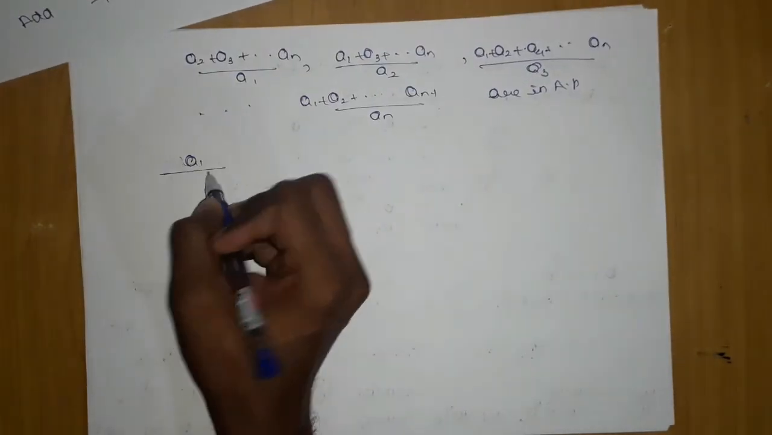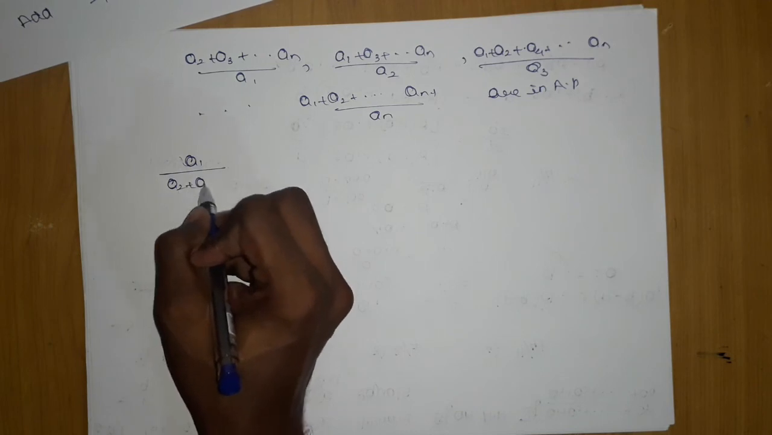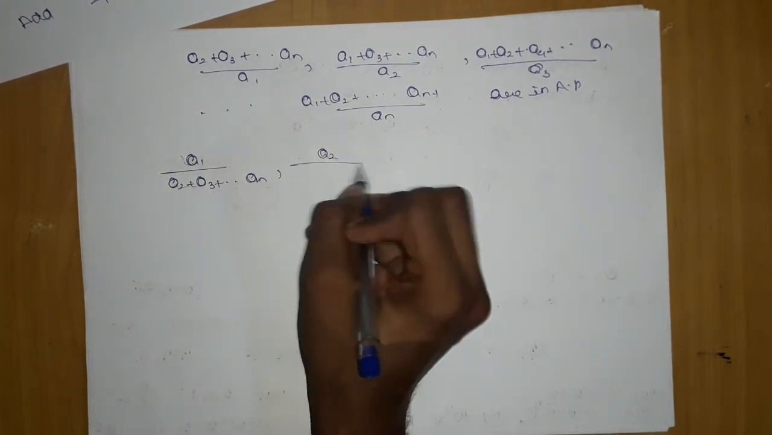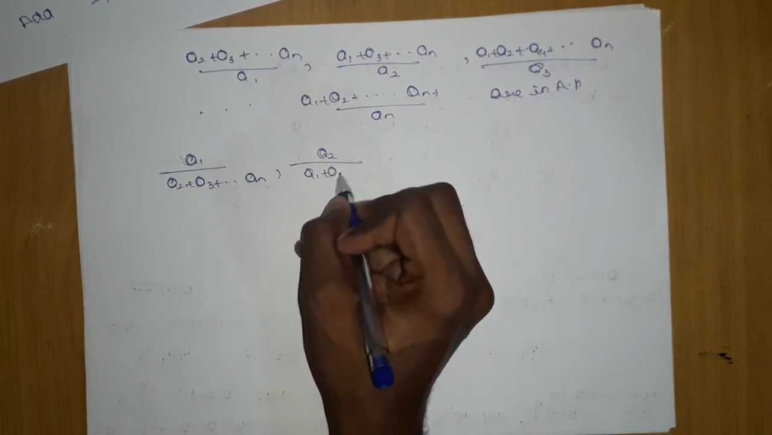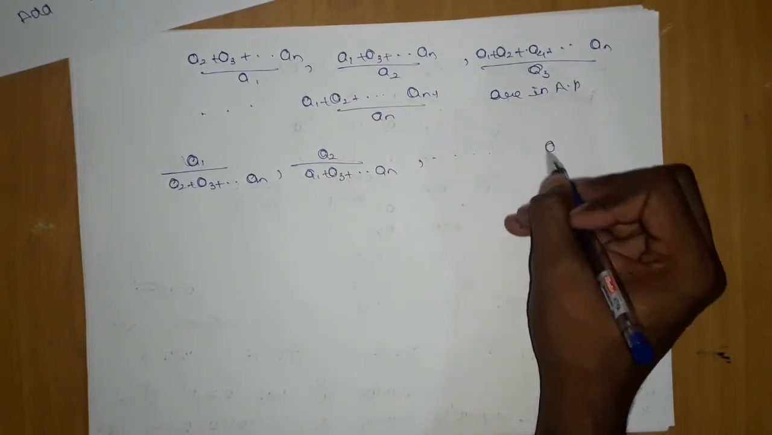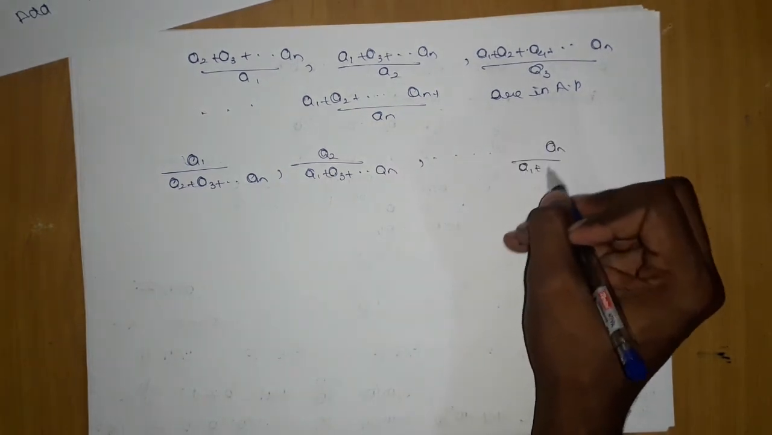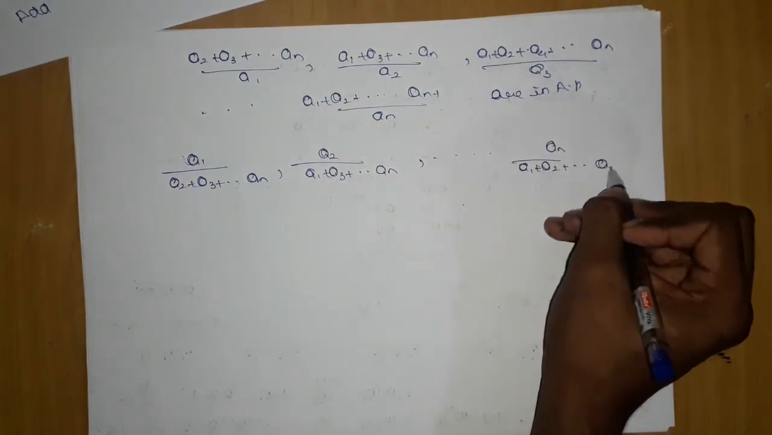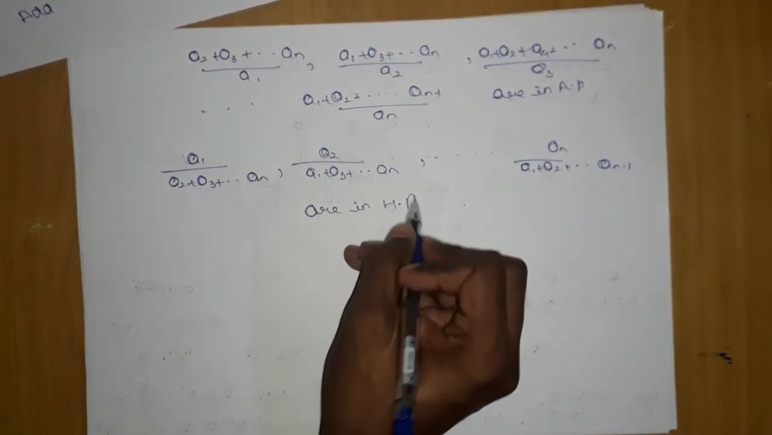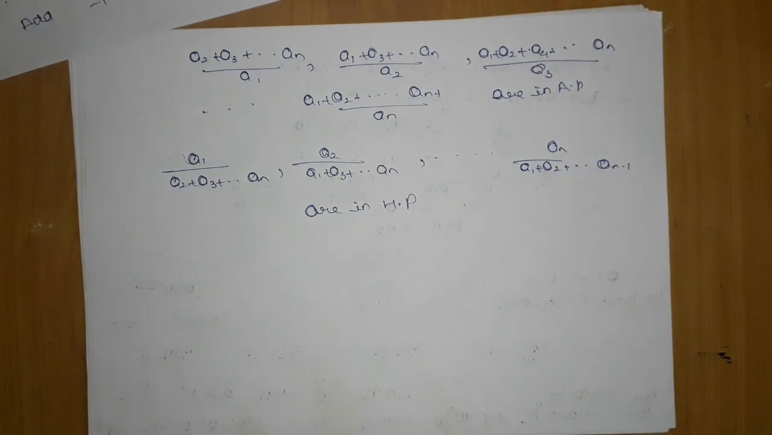When we reverse them, a1 upon a2 plus a3 and so on till an, a2 upon a1 plus a3 and so on till an, and like this we will do, and an upon a1 plus a2 and so on till an minus 1 are in HP. Okay, so we are done with these problems, and we will continue with this exercise.